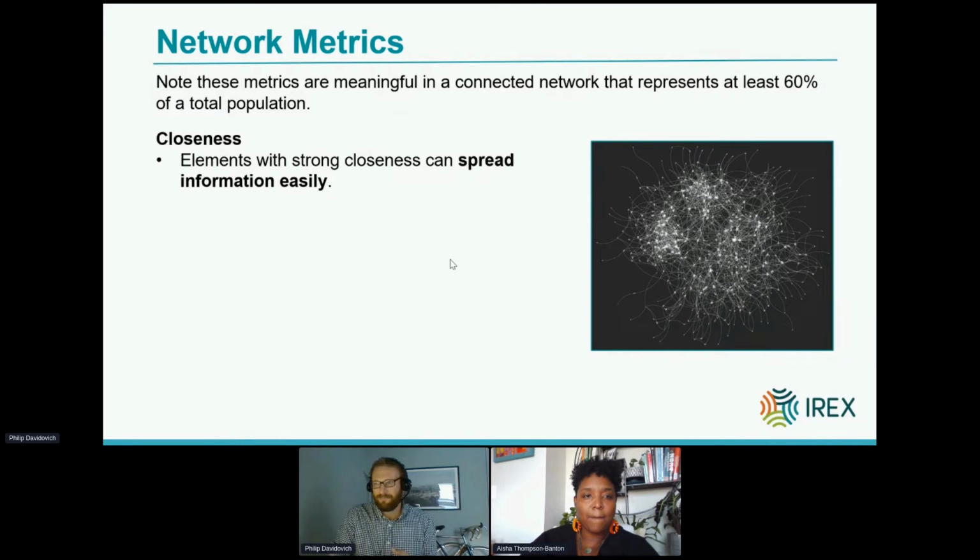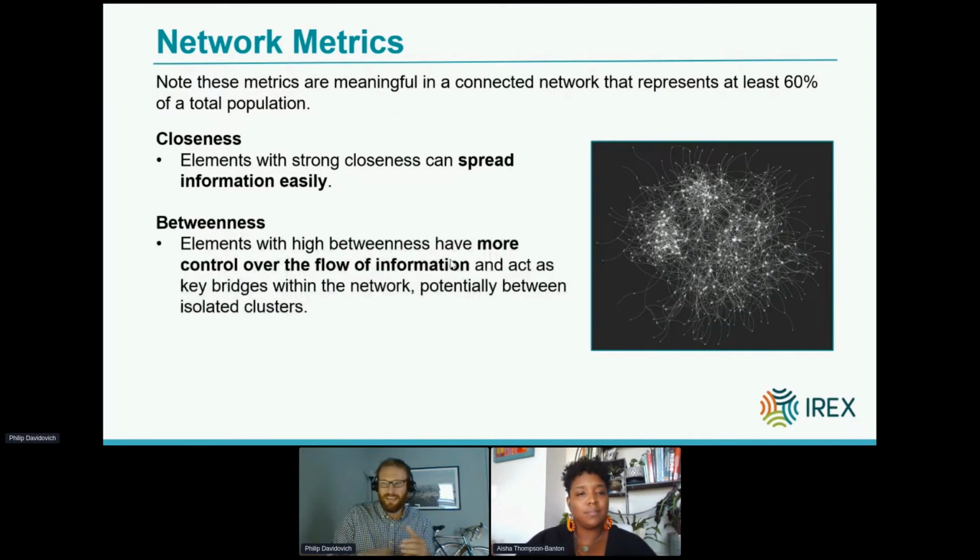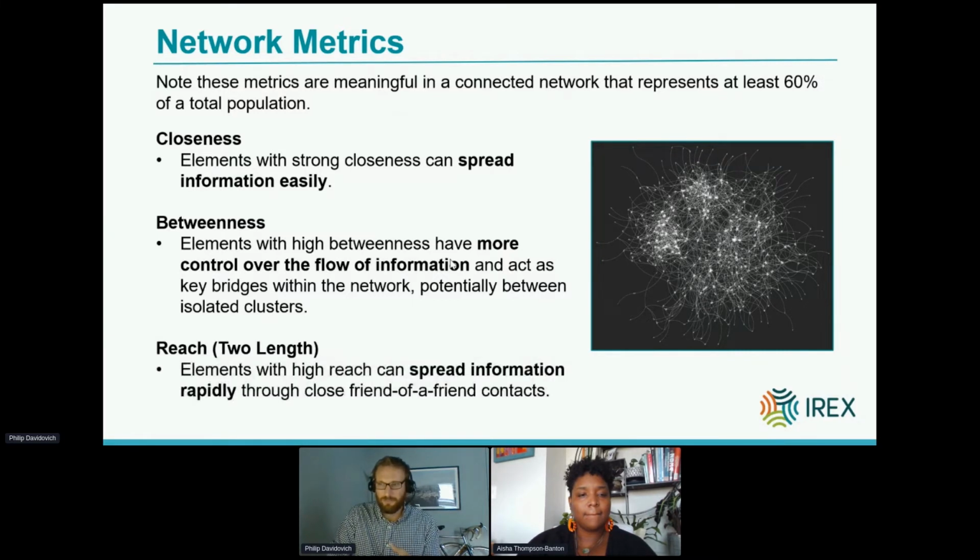The metrics include closeness. Elements with strong closeness can spread information easily. Betweenness: elements with high betweenness have more control over the flow of information and act as key bridges within the network, potentially between isolated clusters. And reach, which is two-length reach: elements with high reach can spread information through a close friend-to-friend network.